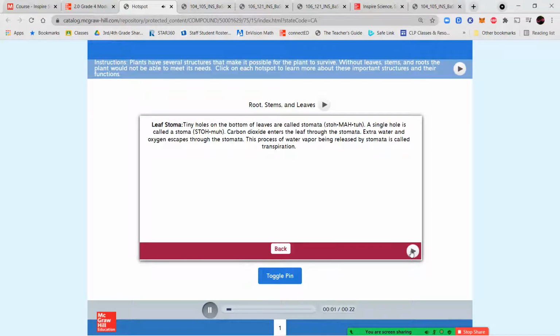Leaf, stoma. Tiny holes on the bottom of leaves are called stomata. A single hole is called a stoma. Carbon dioxide enters the leaf through the stomata. Extra water and oxygen escape through the stomata. This process of water vapor being released by stomata is called transpiration.